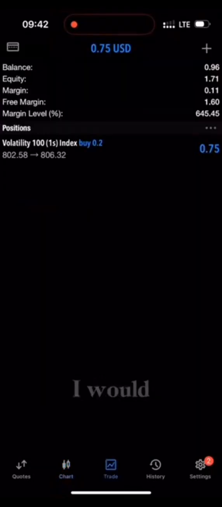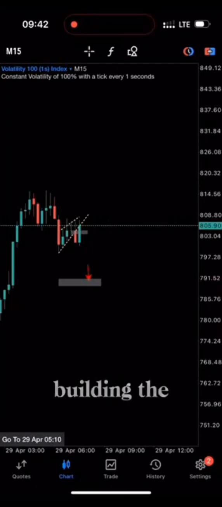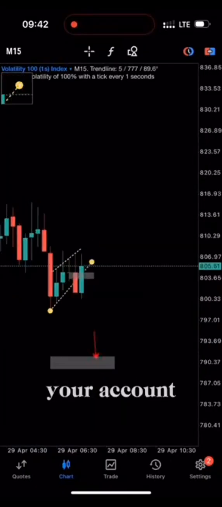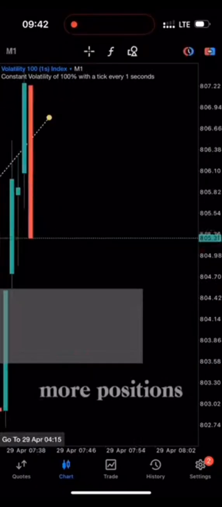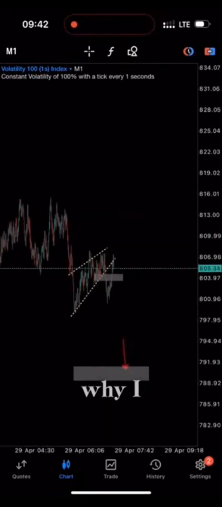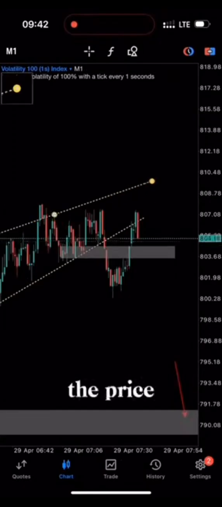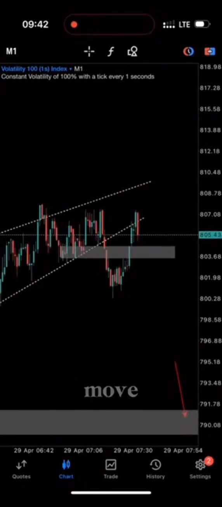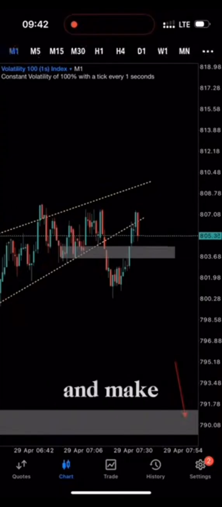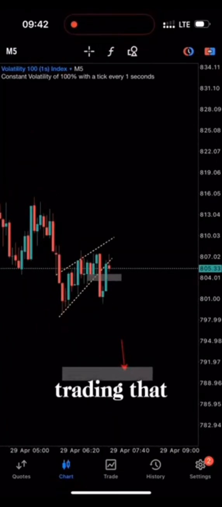So what I would do here is close my positions so that I can build the account, right? After building the account, it means your account can accumulate more positions. It can accumulate more positions. That is why I always close some profit. But I'm not saying that when the price slightly makes a move and makes profit, you quickly close. Nah, that won't be trading. That would be just gambling.